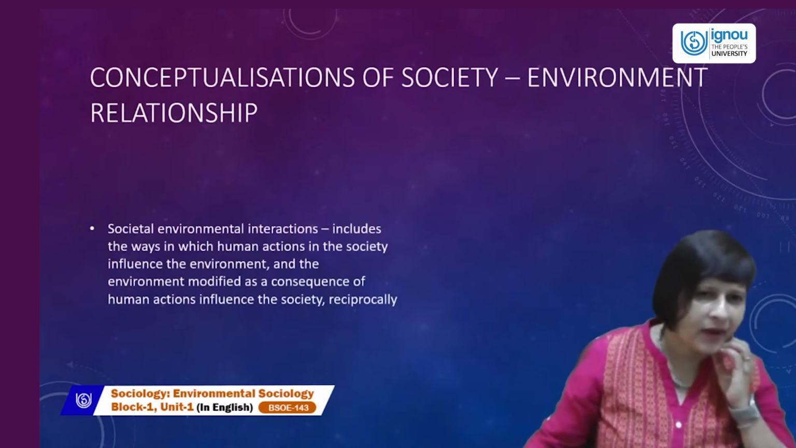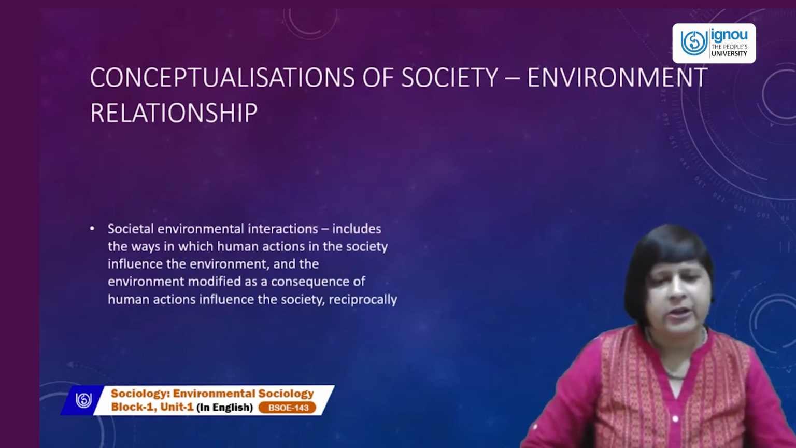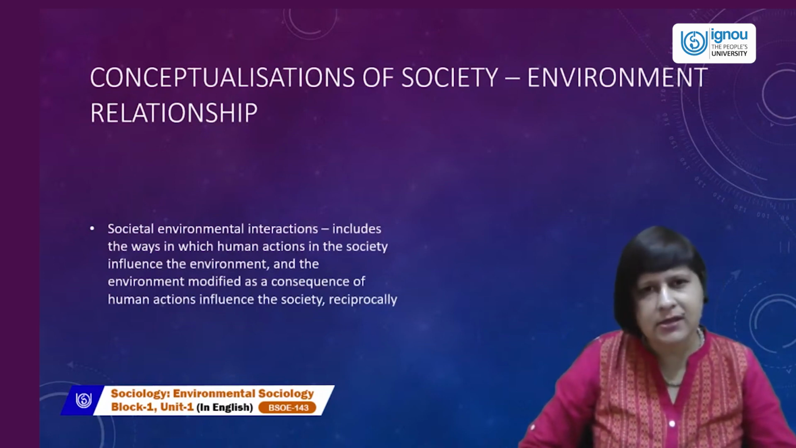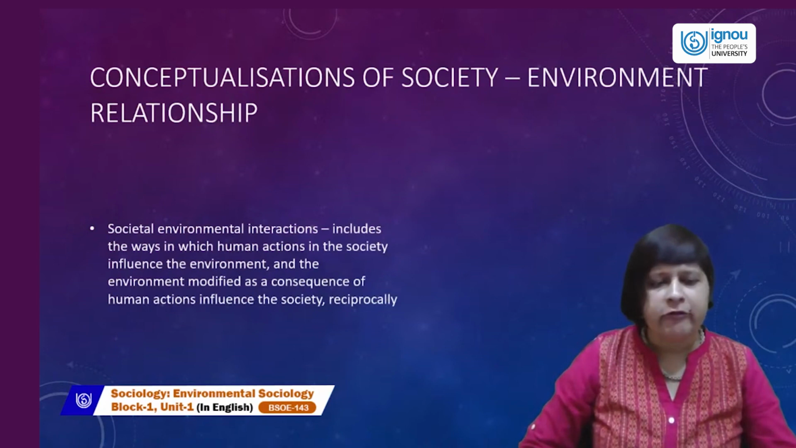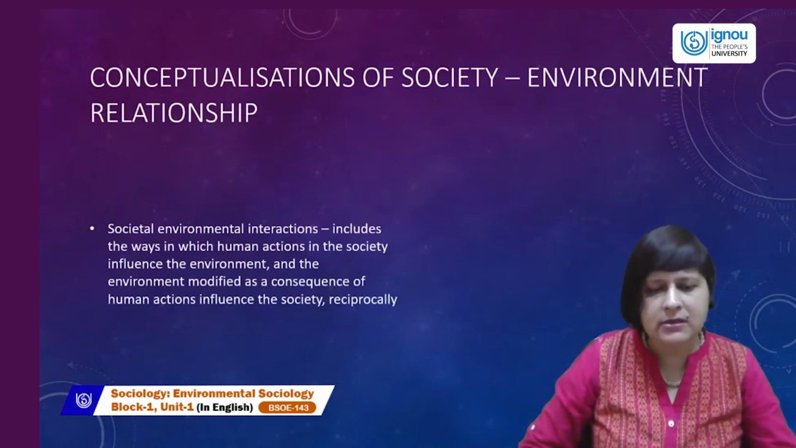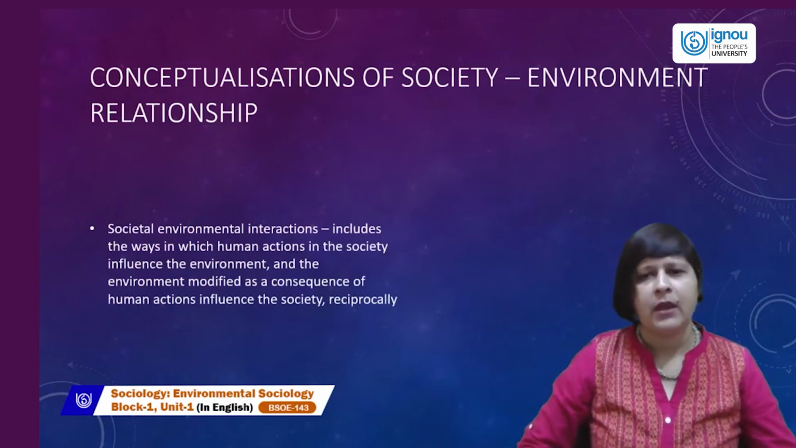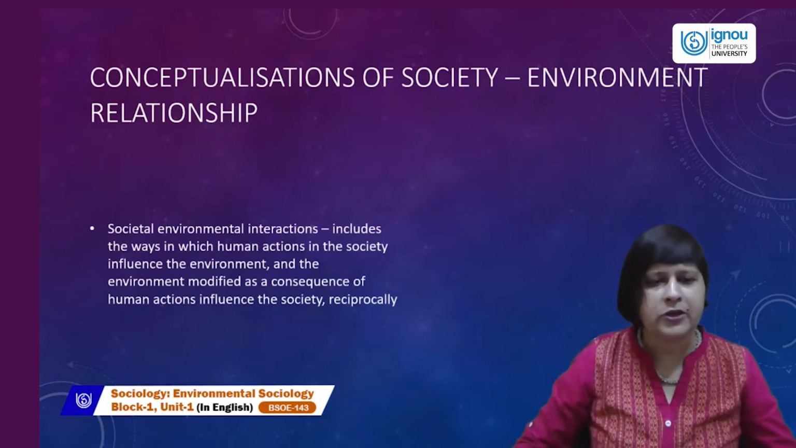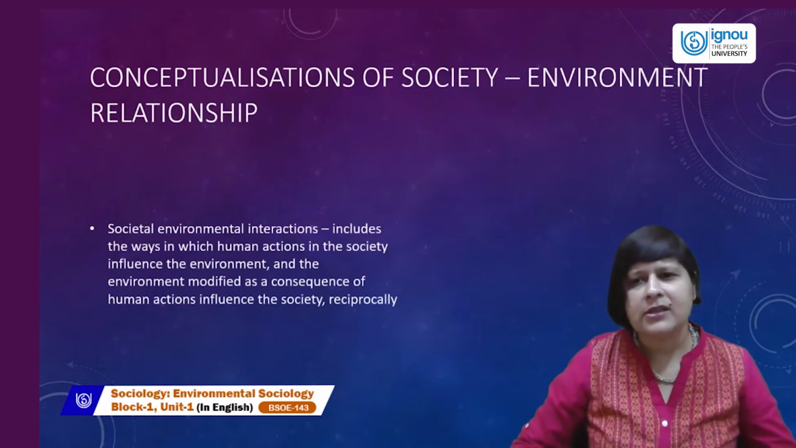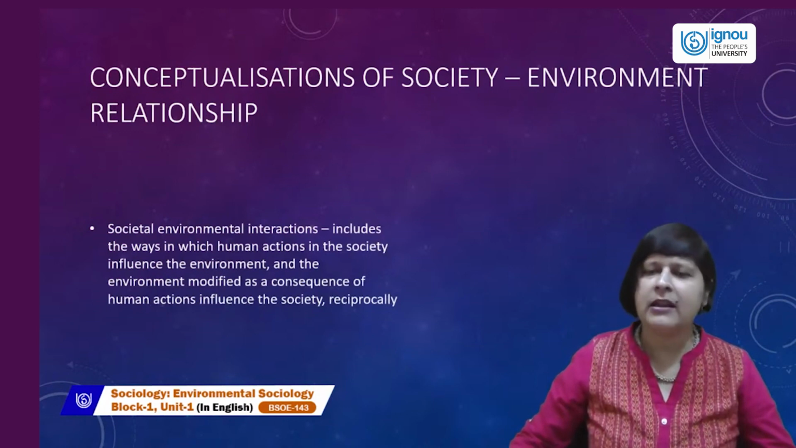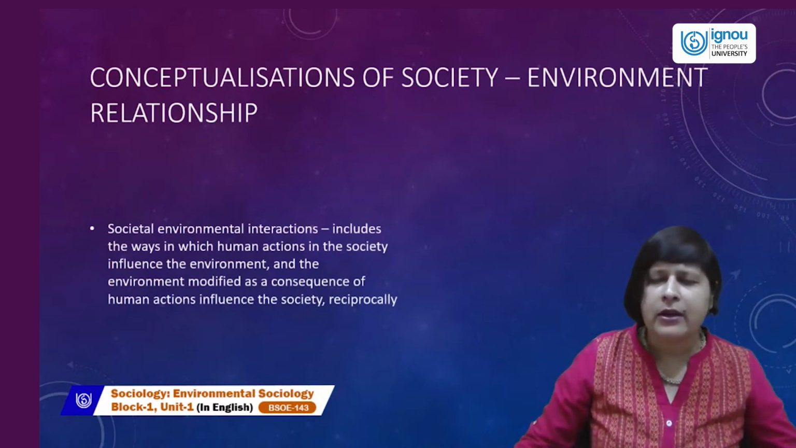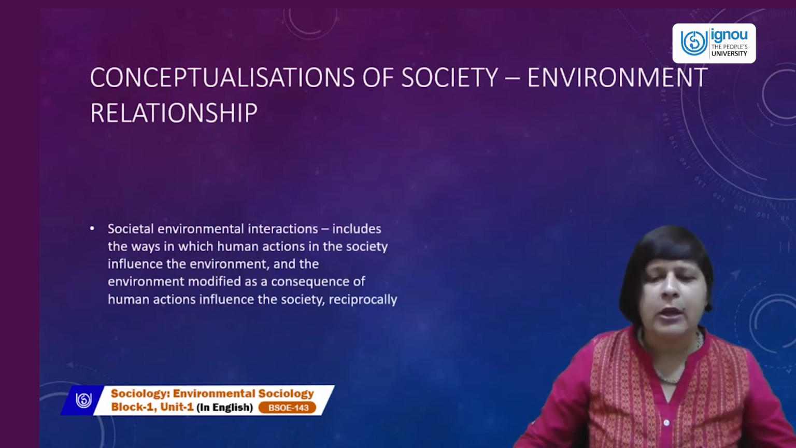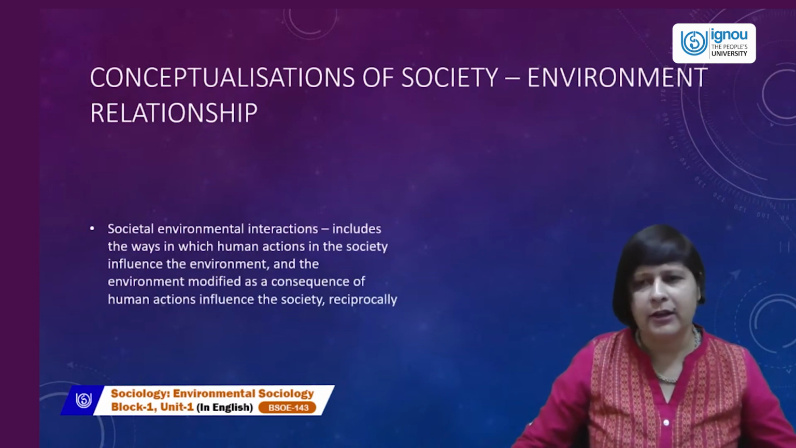Conceptualization of the society-environment relationship. Societal environmental interaction includes the way in which human actions in society influence the environment, and the environment, modified as a consequence of human actions, influences society reciprocally. So there is a relationship between human society and the environment, right? The human actions impact the environment, and the modified environment impacts society reciprocally.